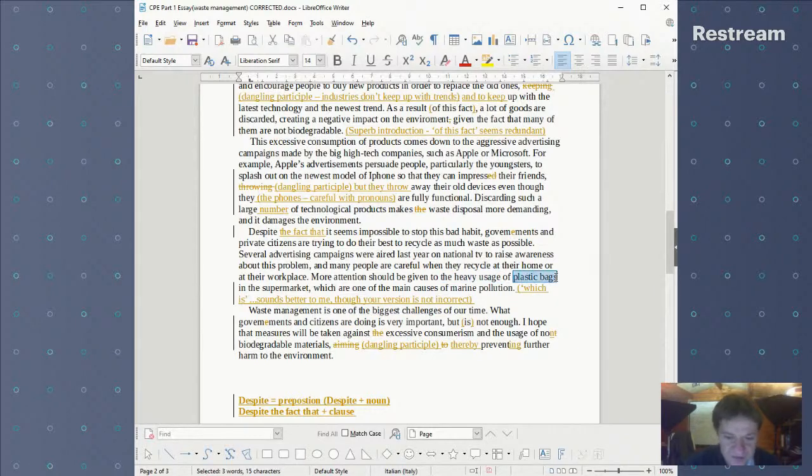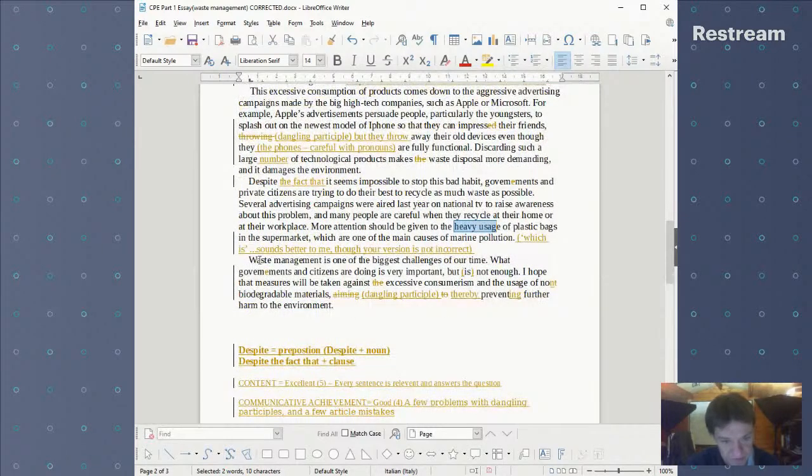Now, because we can say plastic bags are one of the main causes, I wouldn't say that this is 100% wrong. However, when you've got a noun of noun, usually you're describing the first noun and not the second noun. And that's why, really, it is the heavy usage of plastic bags that causes this marine pollution. So really, I would prefer which is one of the main clauses there.